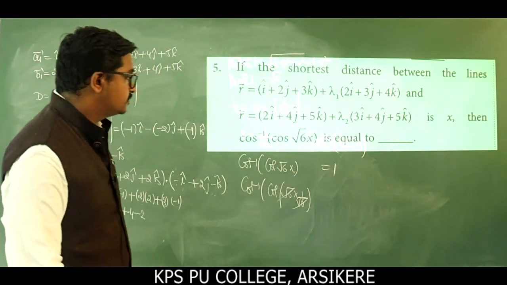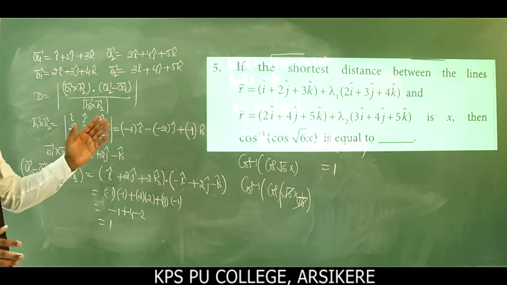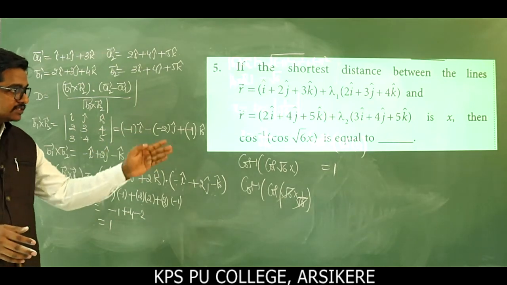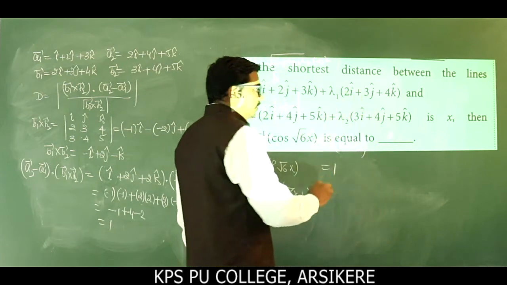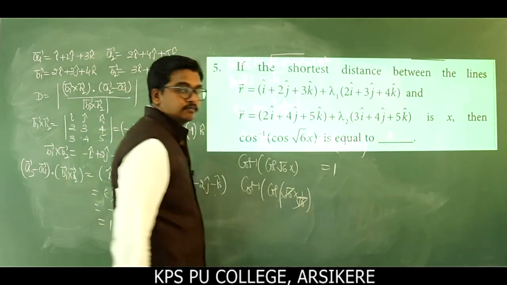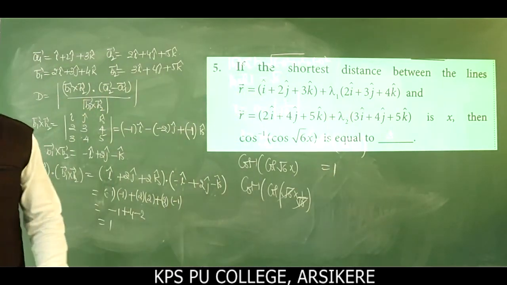Therefore, the value of what they ask here, cos inverse of root 6 into x, is 1. Therefore, the option is not there. So cos inverse of root 6 into x is equal to 1. This is our answer. The value is 1. Take a pause and note down.